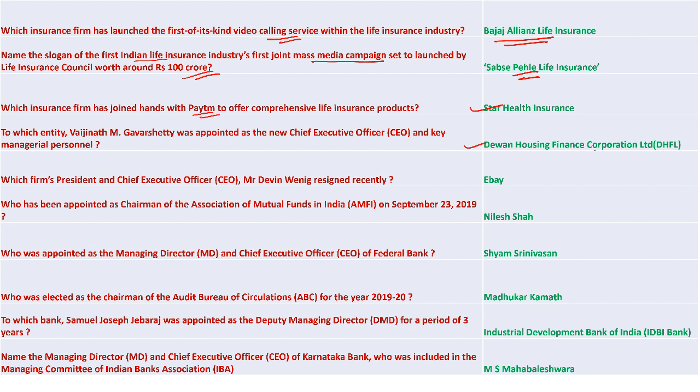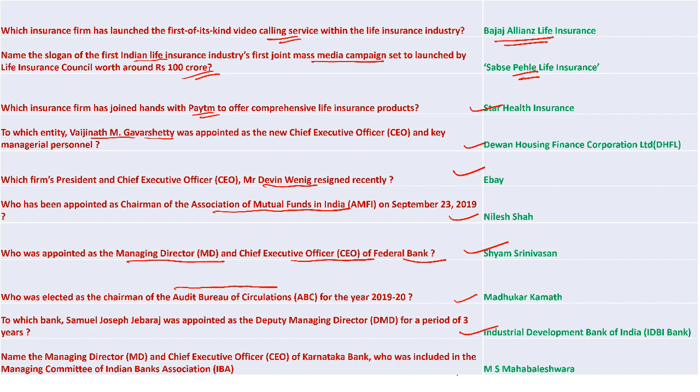Dewan Housing Finance Corporation is the entity where Vajinath M. Kurvasetti was appointed as new CEO. eBay is the place where the firm's president and CEO Mr. Devin Wenig resigned recently. Nilesh Shah is associated as the chairman of the Association of Mutual Funds in India. Shyam Srinivasan appointed managing director and chief executive officer of Federal Bank. Madhukar Kamath is elected the Audit Bureau of Circulations ABC's chairman.